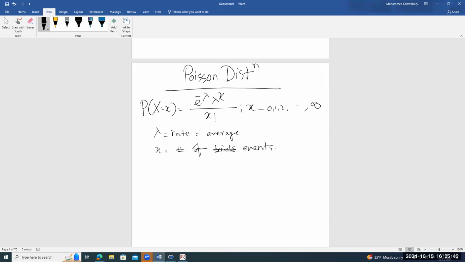Better to write it as events. Mean, that means average, equal to lambda, variance also equal to lambda. Only distributions that have the same mean and variance.